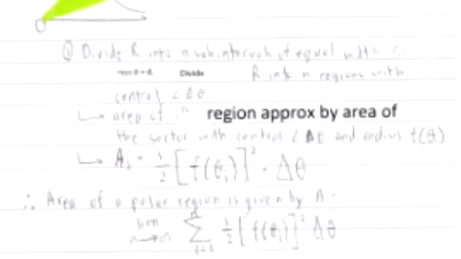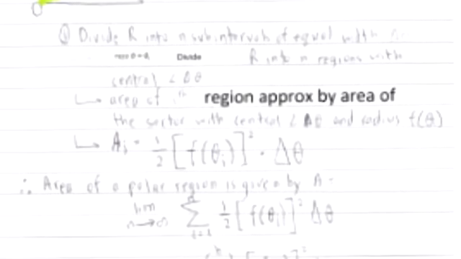This might be a little hard, but you can also think of this as dividing R into n regions with central angle change in theta. The area of the i-th region will be approximated by the area of the sector with central angle change in theta and radius f of theta. So the area of this is equal to 1/2 f of theta i, squared, times change in theta.